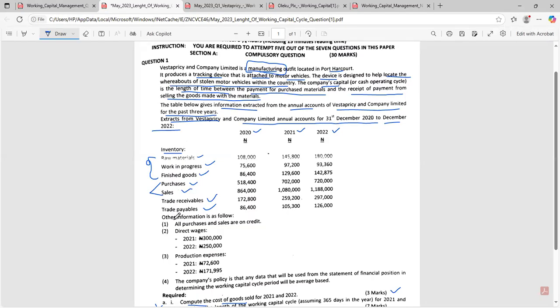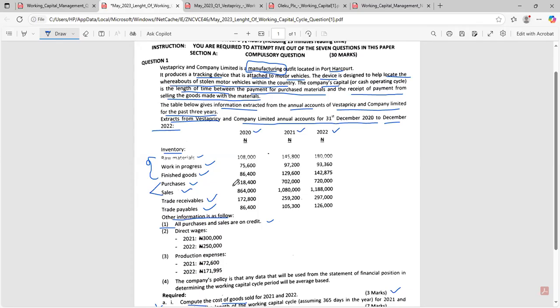Now, they went further to say other information is as follows. Number one, the purchases and sales are on credit. Now, why are they telling us that purchases and sales are on credit? I told you that when we start solving, there's a part where you need credit sales and a part where you need credit purchases, isn't it? So the question has told you that these sales you have here are all on credit, and these purchases you have here are also all on credit.